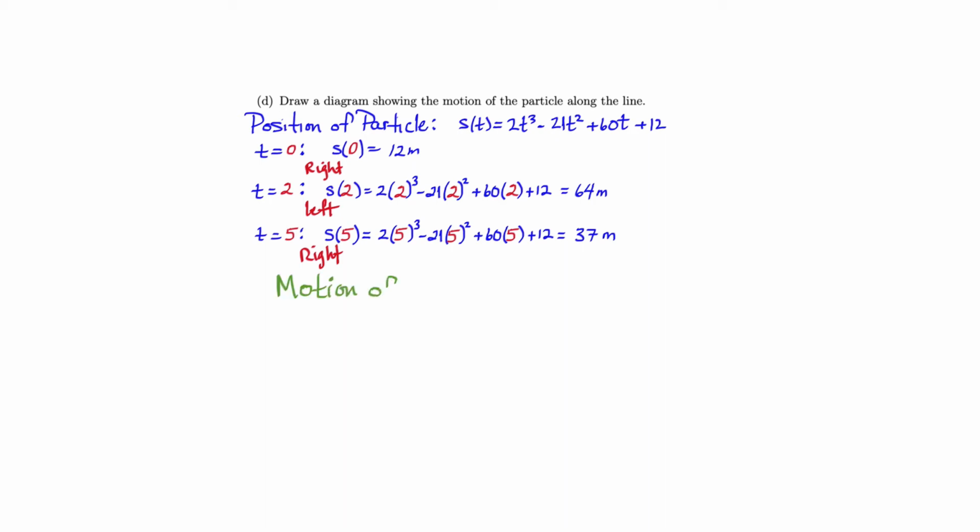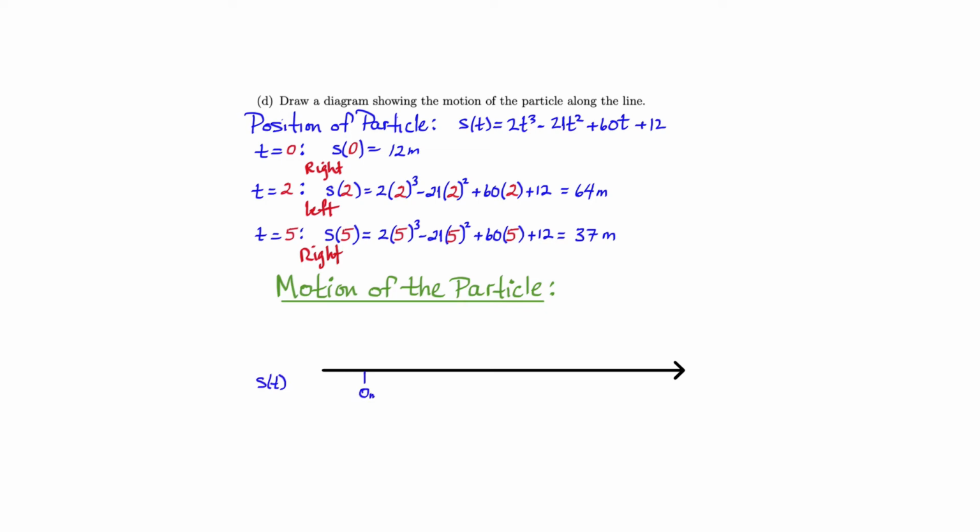So now let's draw the motion. The diagram is going to show the places where it stops, the places where it turns around, and also it's going to indicate the direction of motion in between all those points. So here's the horizontal line on which the particle is traveling. So this is not the timeline, this is the position line, s of t. So here's the origin. When t equals 0, it starts out 12 meters to the right of the origin. So there's where it's starting out.